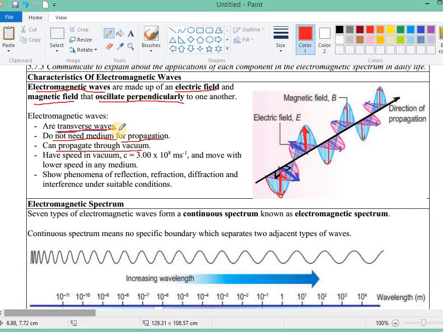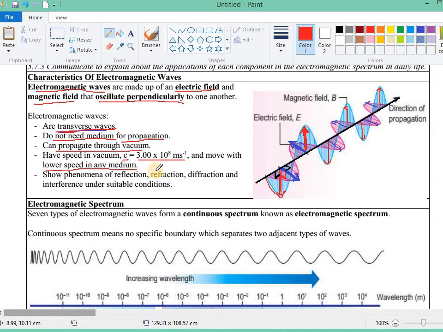Because no medium is needed, it can propagate through vacuum and have speed in vacuum. The speed in vacuum is c, the symbol of the speed of light. The symbol for the speed of light is a small c, which is 3 times 10 power by 8 meter per second. This is the speed of electromagnetic wave in vacuum, and it moves with lower speed in any medium.